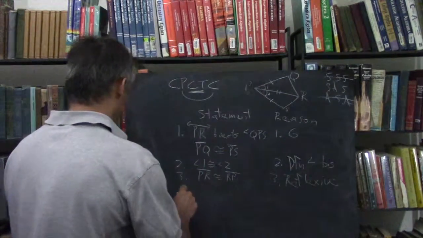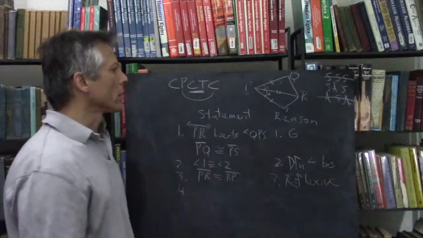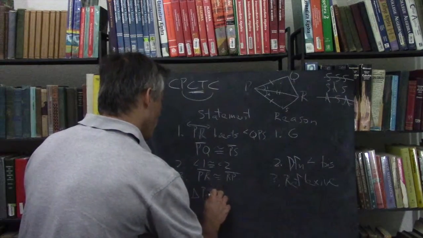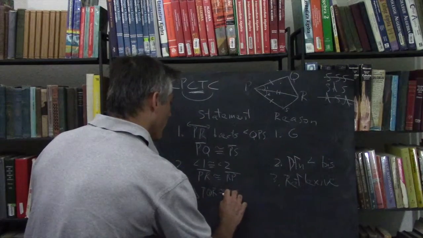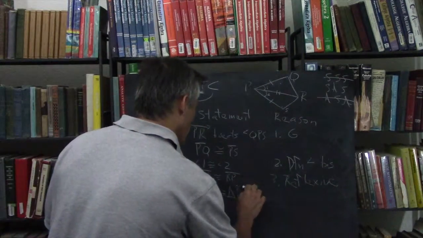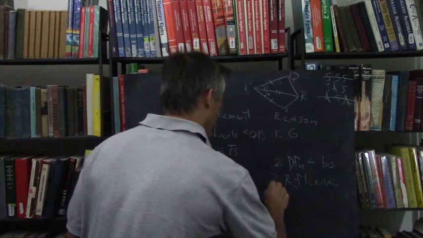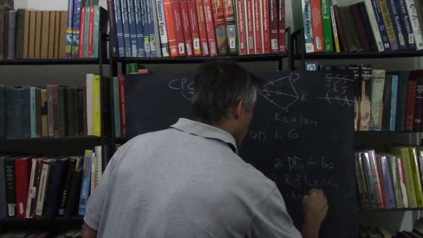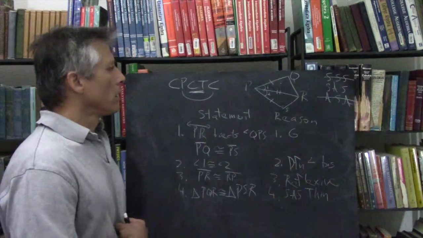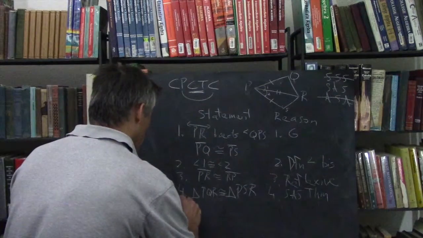And then we know that the top triangle and the bottom triangle are congruent by side, angle, side. So triangle PQR is congruent to triangle PSR, and that's side, angle, side theorem. And then, as a direct result, we know that angle Q is congruent to angle S.